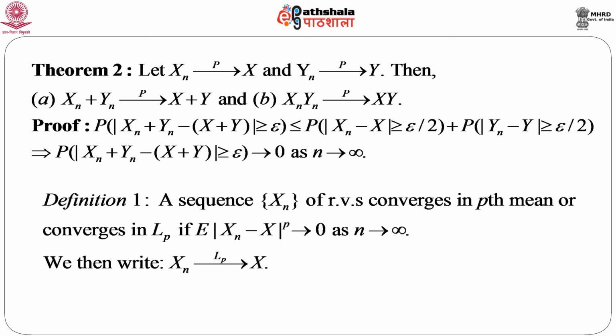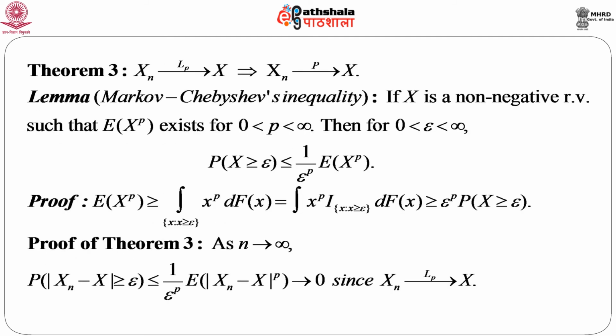Let us now define another type of convergence, which is known as convergence in pth mean or L p convergence. If the expectation of mod x n minus x whole to the power p goes to 0 as n goes to infinity, we say that x n converges to x in pth mean or in L p, and we write x n converges to x in L p. One small theorem is that x n goes to x in L p implies x n converges to x in probability.